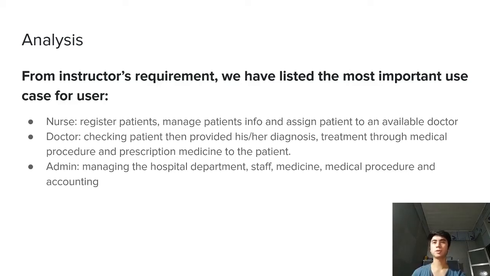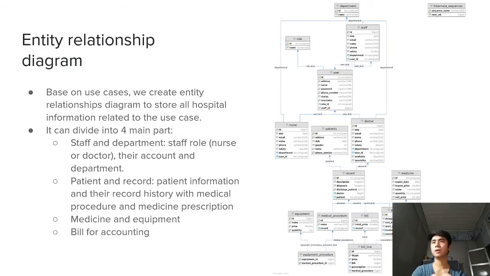You have to manage the hospital department, the staff, the medicine, the medical procedure, and the accounting. Okay. This is our relationship because based on the use case, we created an entity relationship diagram to store all of the information related to the use case. As you can see, it's very complex, but you can divide it into 4 main parts.